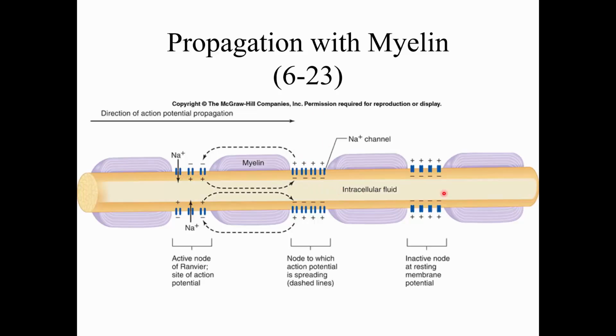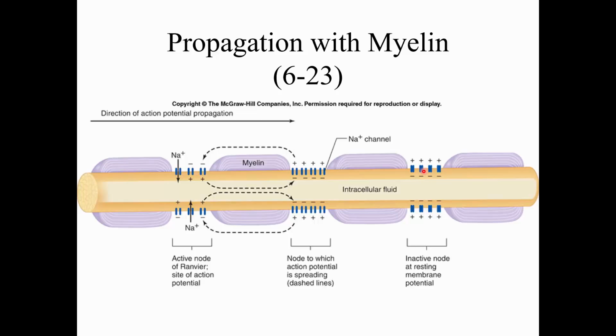Local current flow takes you to the next node. So there's no action potential here. This is local current flow, but because the axon is so well insulated, you're still at threshold when you reach this next node. Now, this is called saltatory conduction, which comes from a French word meaning to jump.